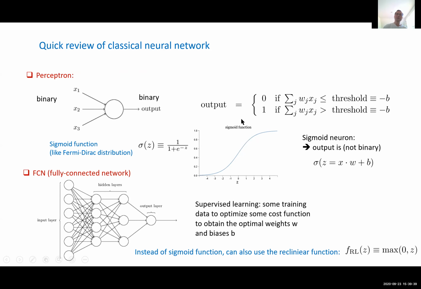How to determine whether you want to fire or not? You could also have other functions. This is called the sigmoid function. If you're a physicist, you will see that this actually looks like the Fermi-Dirac distribution.